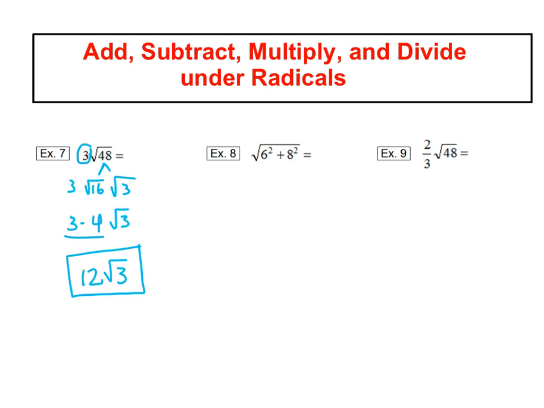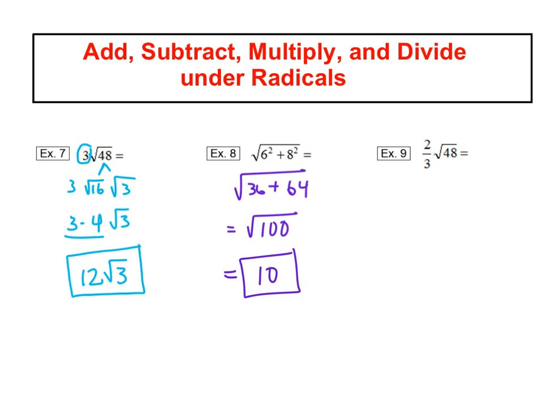All right, example 8, we have some addition within a radical. So you can't square root these two numbers separately. You want to see if you can do any combining on the inside. So this problem has a little bit of simplifying. 6 squared is 36, plus 8 squared is 64. And now 36 plus 64 is 100. And now that we have it simplified down to one number, let's see if we know the square root of 100, which we do, we get 10.